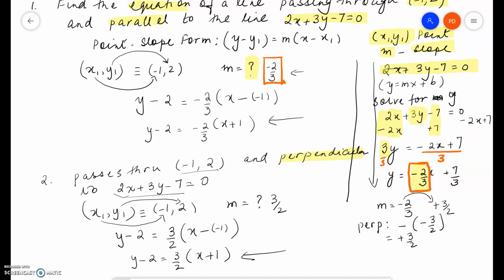So if you're given a line, just make a separate space, figure out the slope of that line, and then use that slope to figure out the slope of our line. If it's parallel, it is the same slope. If it's perpendicular, change the sign, flip the fraction. That's the slope of the line perpendicular to it.